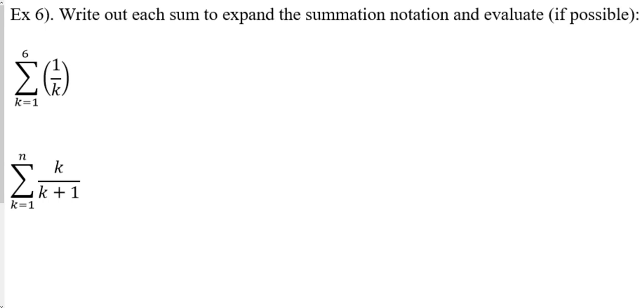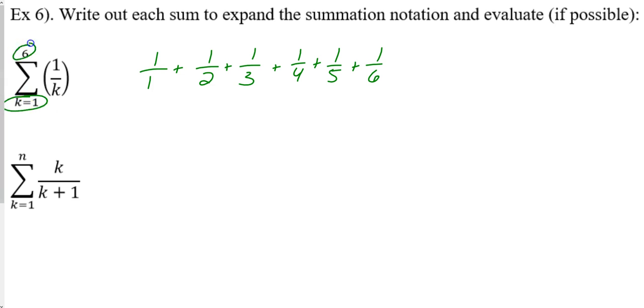So write out each summation and then evaluate if possible. So here we're going to plug in 1 through 6. So that would be 1 over 1 plus 1 over 2 plus 1 over 3 plus 1 over 4 plus 1 over 5 plus 1 over 6. So that is going from 1 through 6 and just plugging in each value for k.